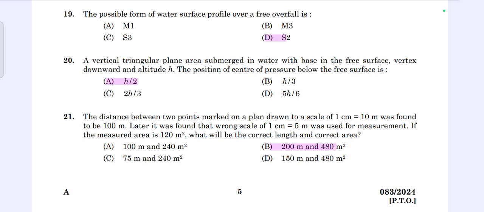The distance between 2 points marked on a plan drawn to a scale of 1 centimeter equal to 10 meter was found to be 100 meter. Later, it was found that wrong scale of 1 centimeter equal to 5 meter was used for the measurement. If the measured area is 120 meter square, what will be the correct length and correct area? 200 meter and 480 meter square respectively.